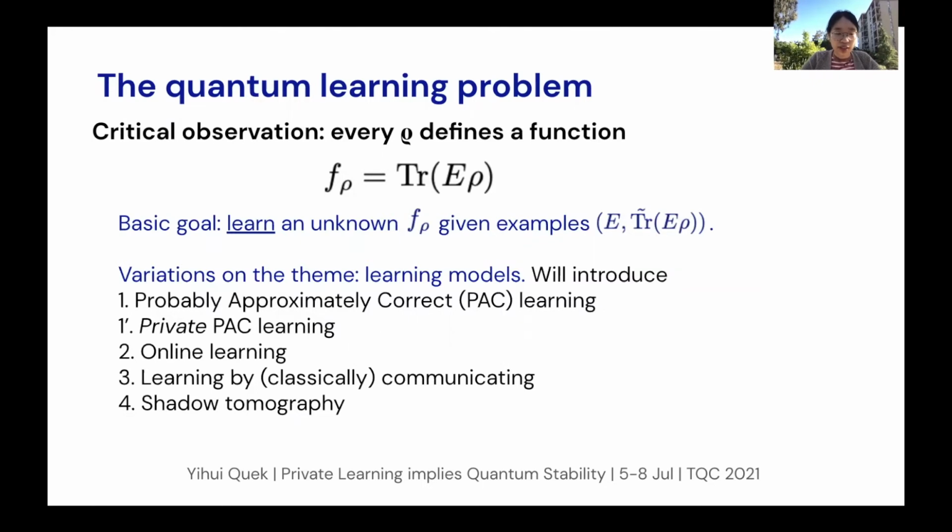So building on this basic framework, we can then define some variations on the theme, which we're going to call learning models. And these learning models typically involve different ways of the learner interacting with the examples. We're going to introduce 4 learning models. So they are probably approximately correct or PAC learning, a version of PAC learning which we're going to call private PAC learning, which taps into this interesting algorithmic paradigm of differential privacy, online learning, learning by classically communicating, and shadow tomography.